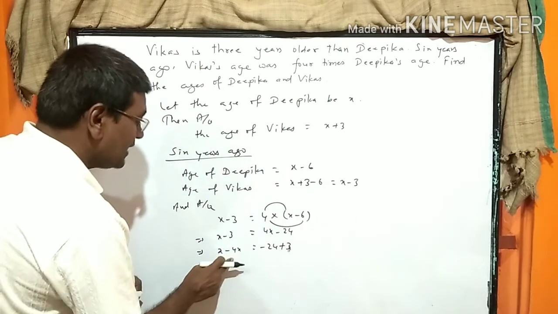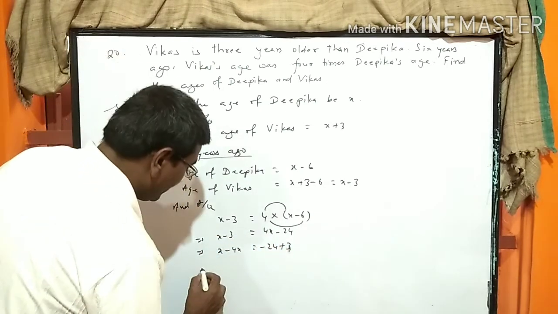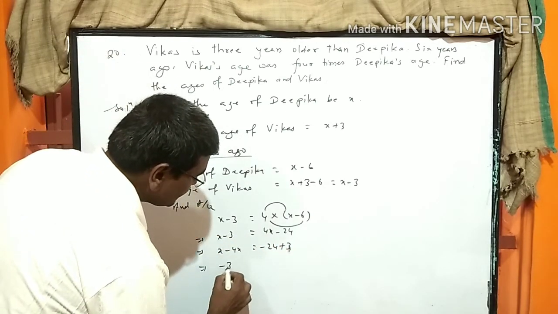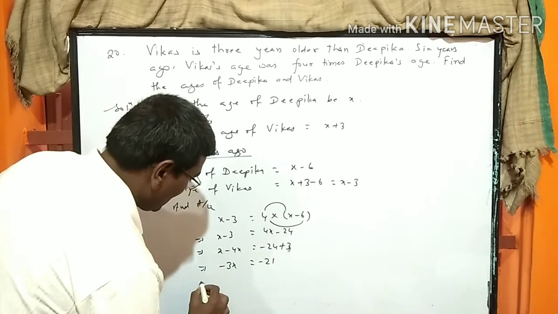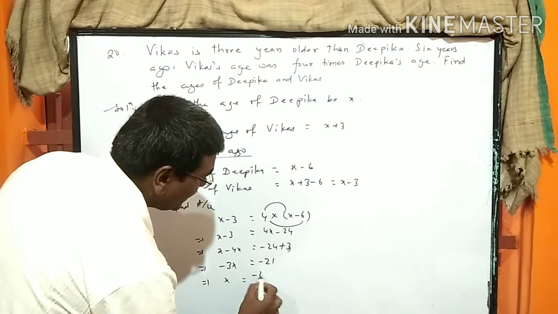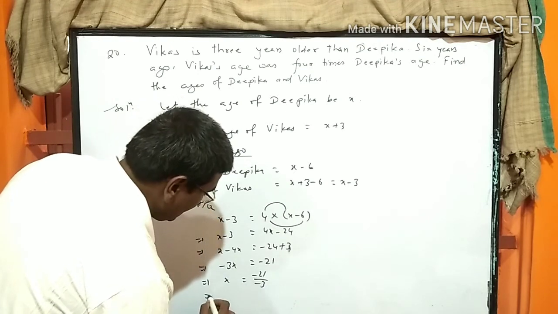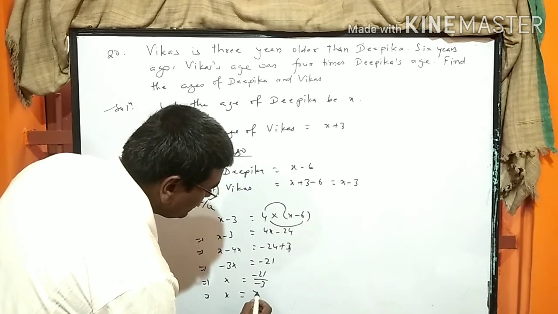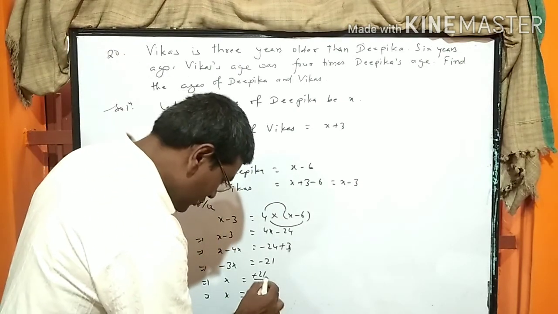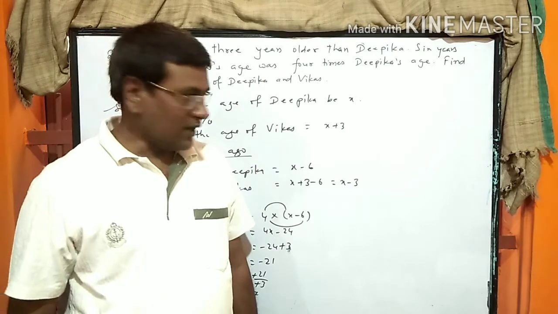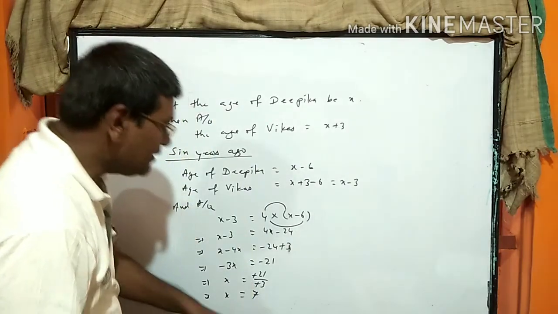x minus 4x equal minus 24 plus 3. Take this 4x to the left side and minus 3 to the right side. It will be minus 3x equal minus 21 and x equal minus 21 by minus 3. Here x is equal to 7. Minus minus cancelled and 3 sevens are 21. x is equal to 7.